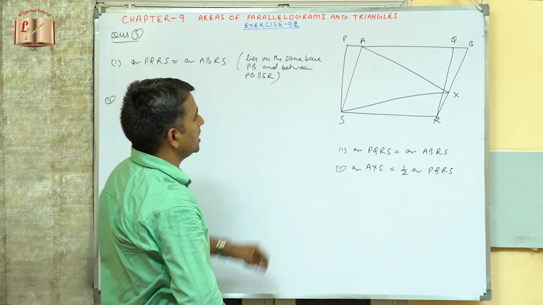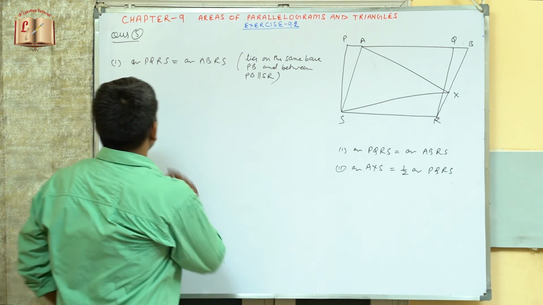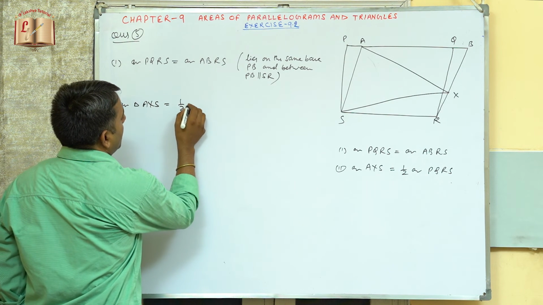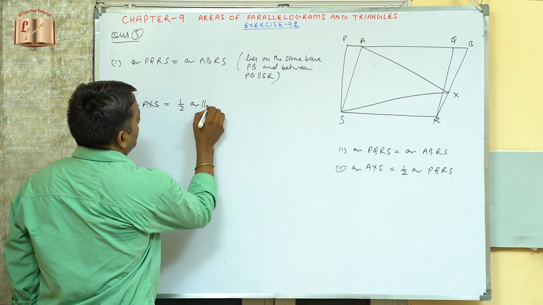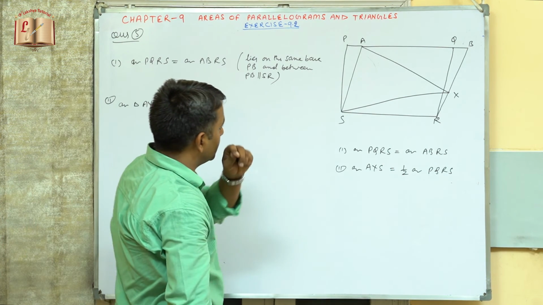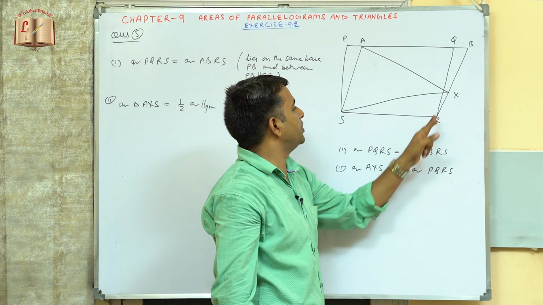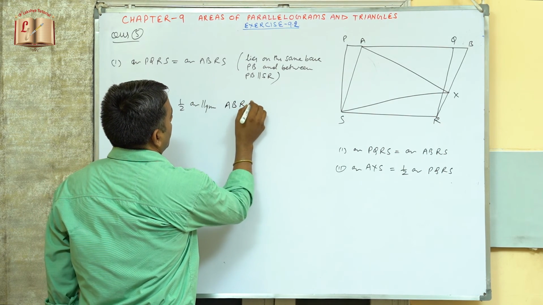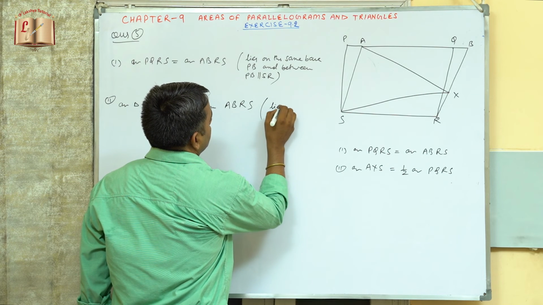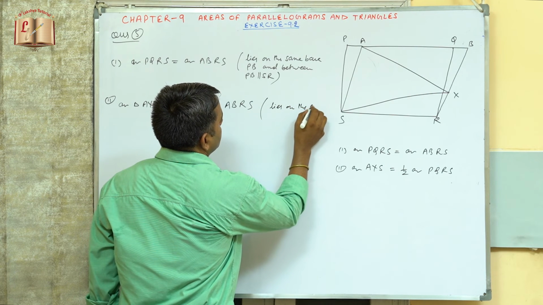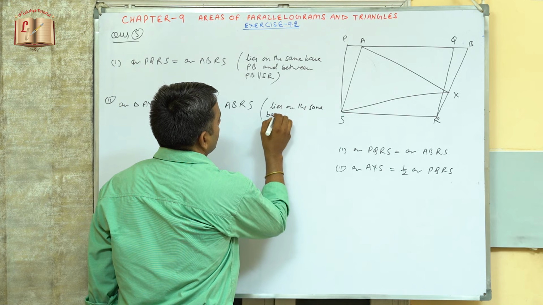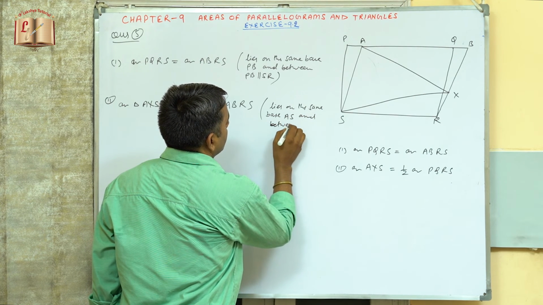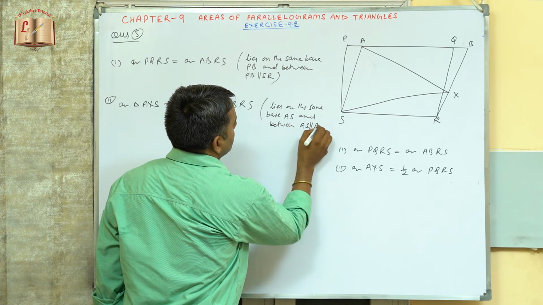Now area of this ASX. Area of triangle ASX is equal to half of the area of parallelogram ABRS, because they lie on the same base AS and between AS parallel BC.